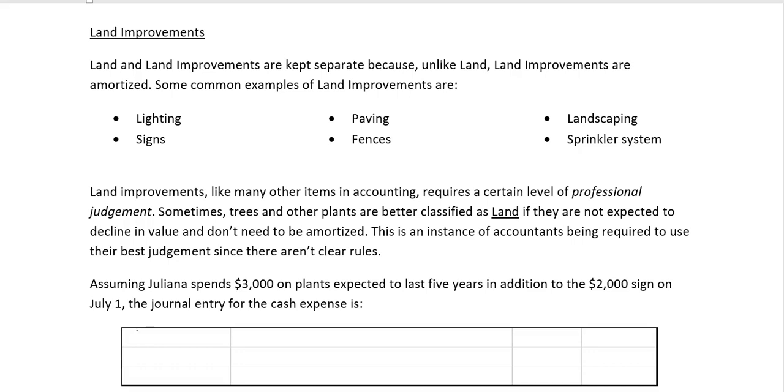So let's go ahead and make the journal entry. July 1st, land improvements. The M looks a little bit awkward. A little bit better, not the best. So that will be 5,000, 2,000 plus 3,000, and then we will pay with cash.